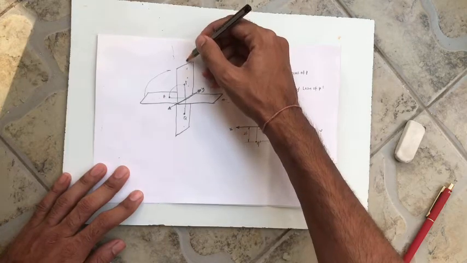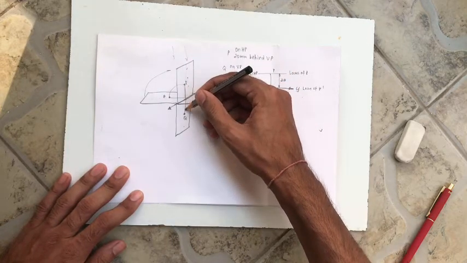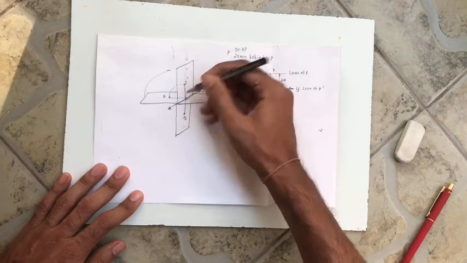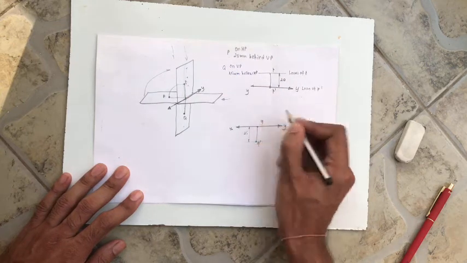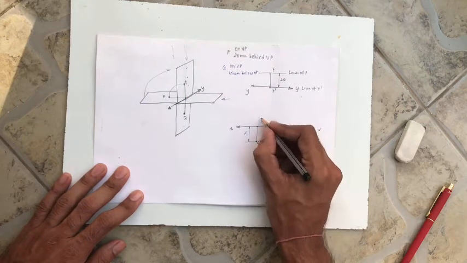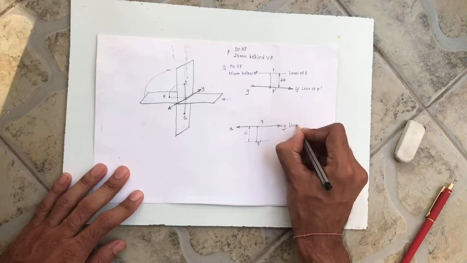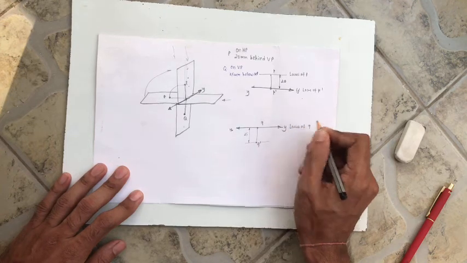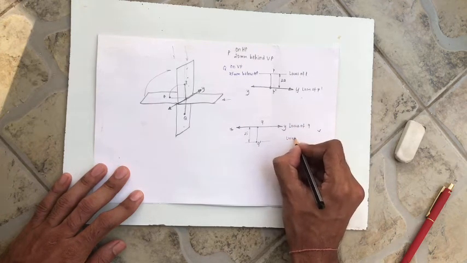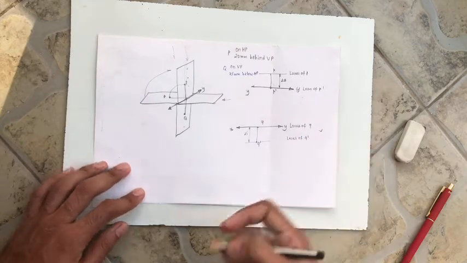When we see from top side, it is exactly on VP, so on XY line is visible, so that is Q. So we can write top view is Q, so locus of Q and locus of Q dash.